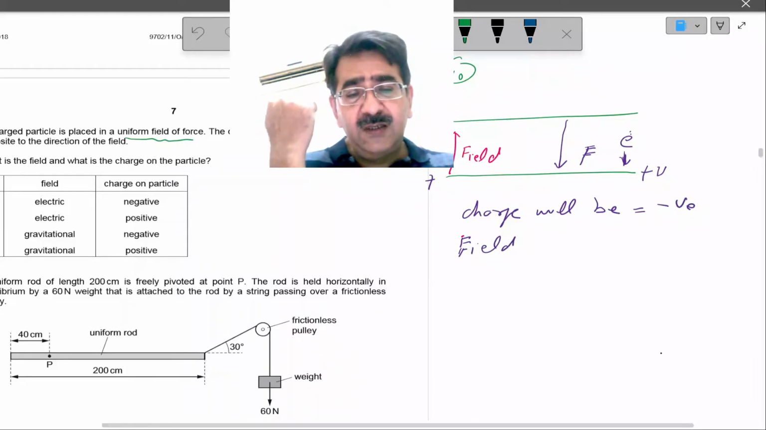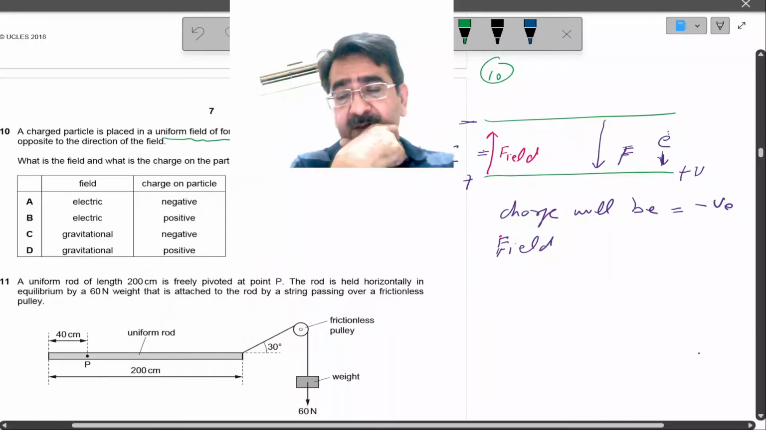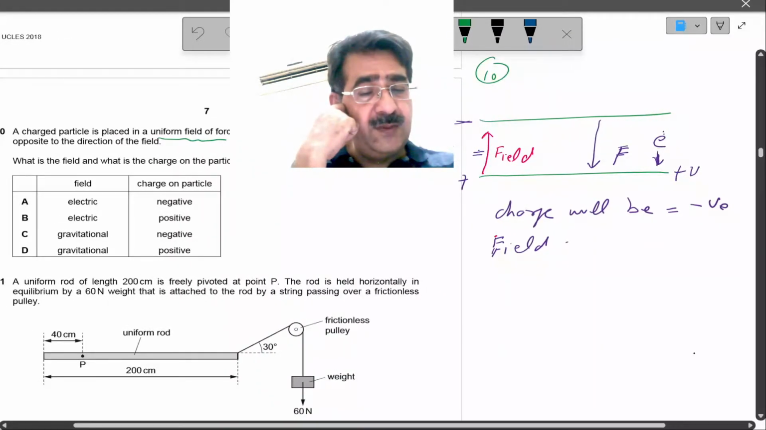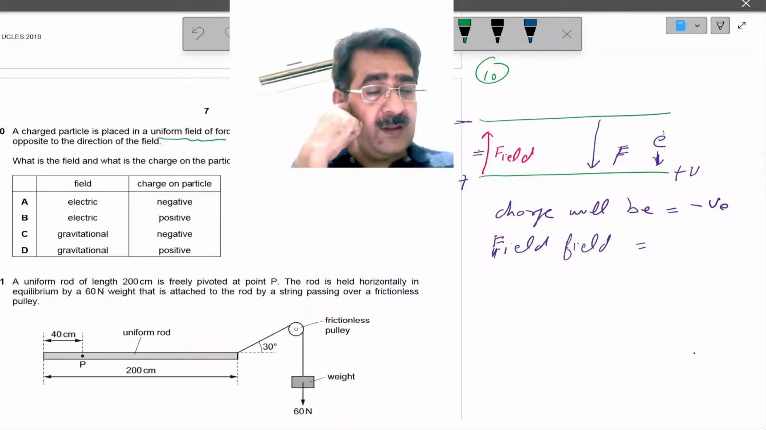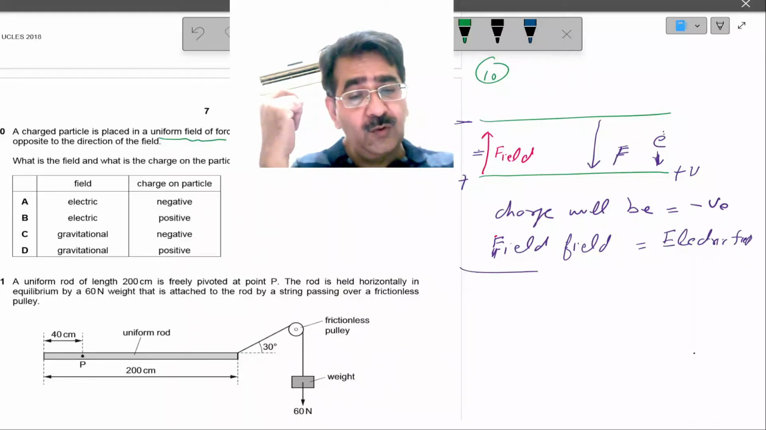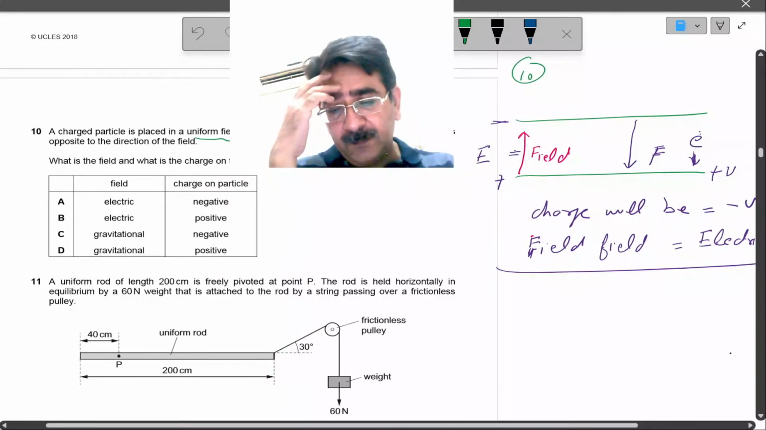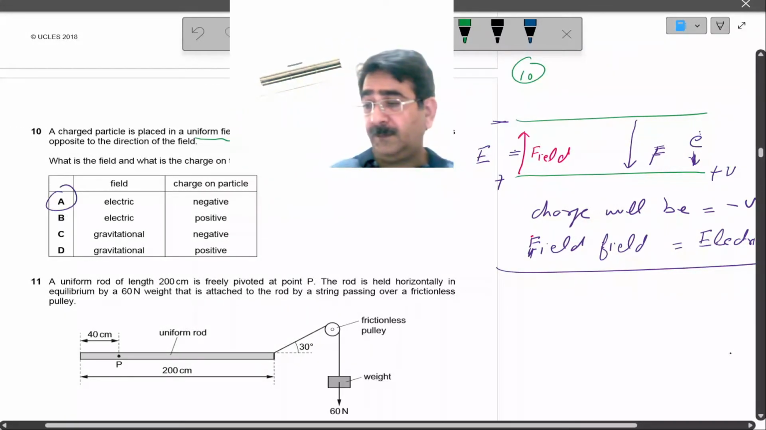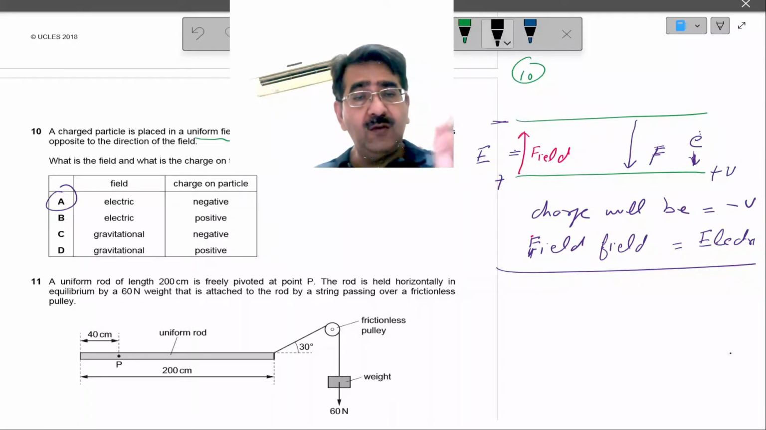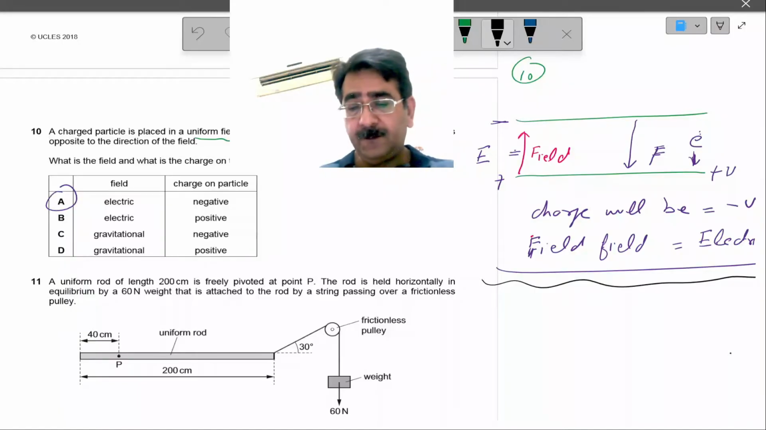Only the electric field interacts with electric charge particles. So your answer is A. Okay, so let's now move toward the next question.